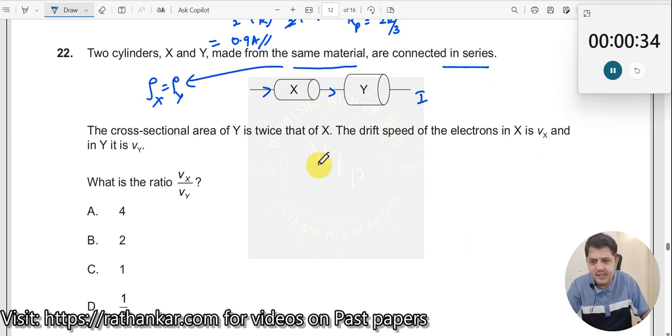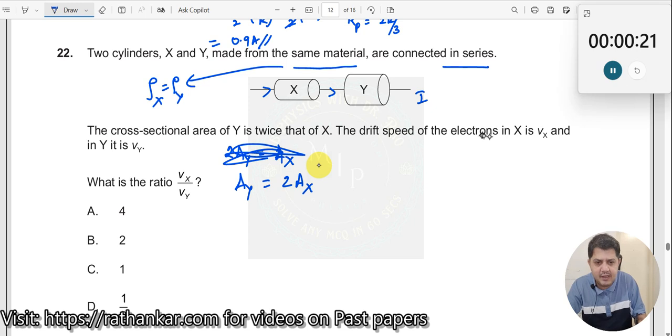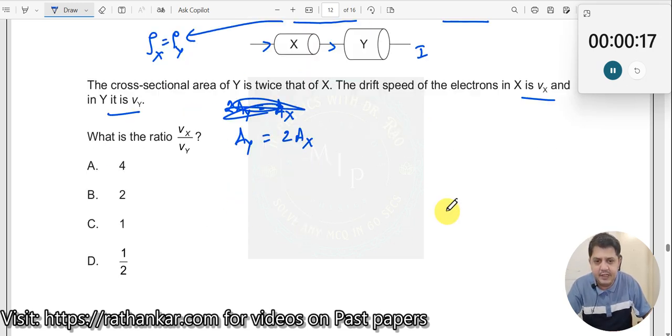The cross-sectional area of Y is twice that of X. So 2AY is equal to AX, right? No, cross-sectional area of Y, I'm sorry. AY is equal to 2 times AX. The drift speed of electrons in X is Vx and that in Y is Vy. What is Vx by Vy? So we need to find out the ratio.